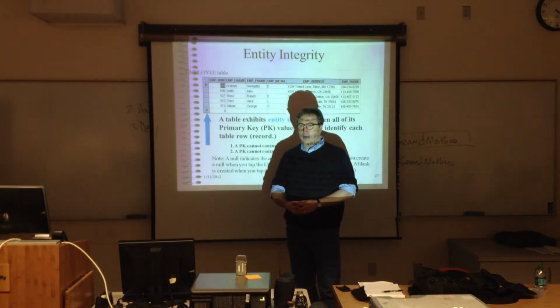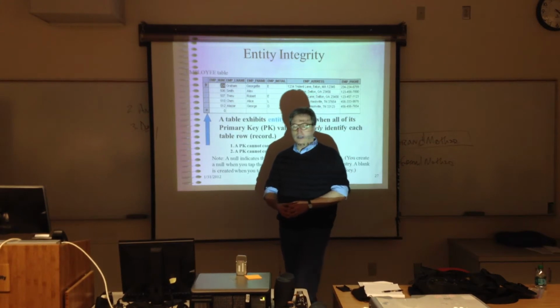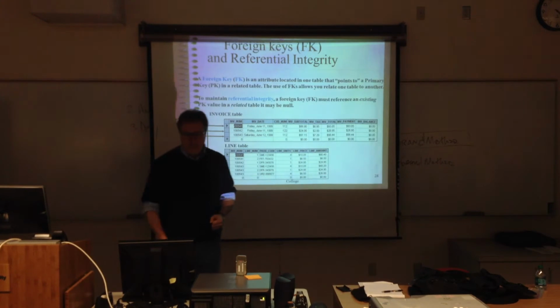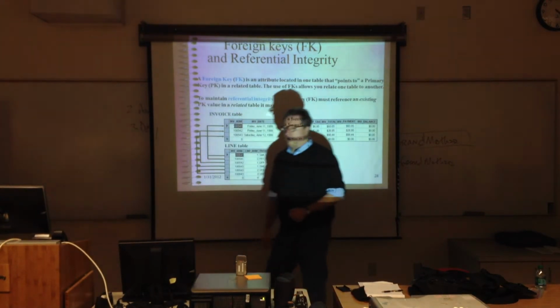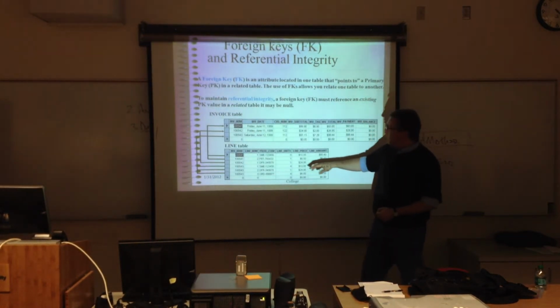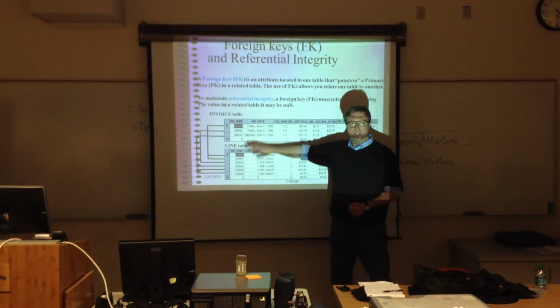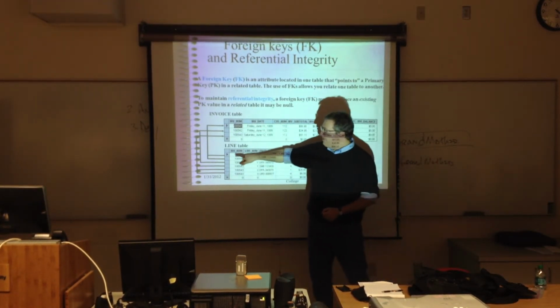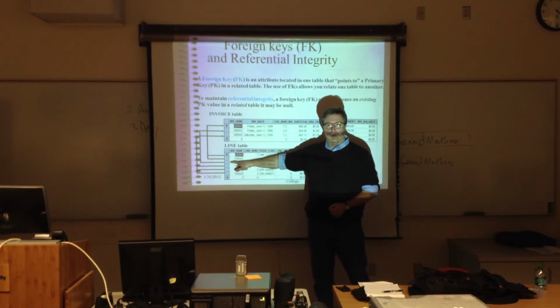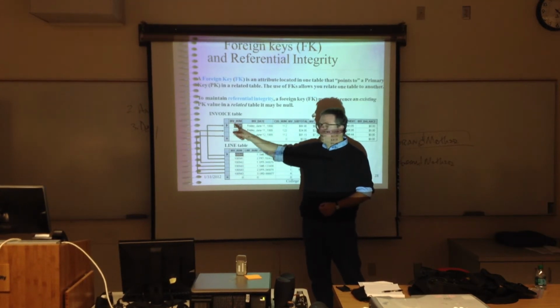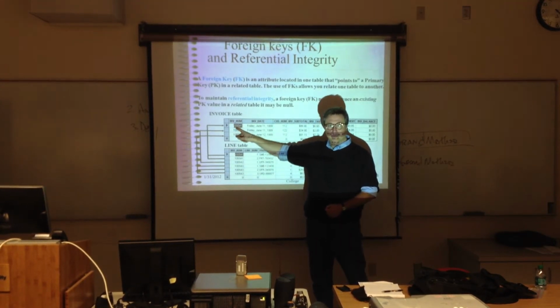Okay, other questions about primary keys, entity integrity? Great, thank you. Now, foreign key integrity, referential integrity. This table refers to this table. That's why we call it referential integrity. You'll also notice that every one of these rows has an arrow coming out of it. Every foreign key here points to some primary key here.